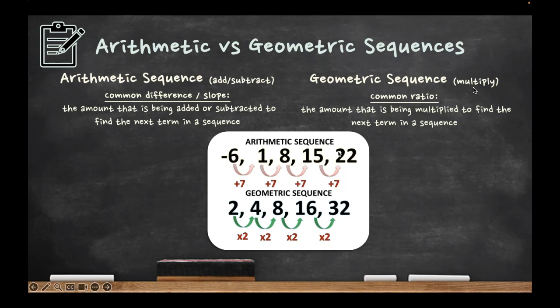So in review, an arithmetic sequence is when you add or subtract to get to the next value, which is a linear equation. A geometric sequence is when you multiply to get to the next value, which is going to be an exponential equation.